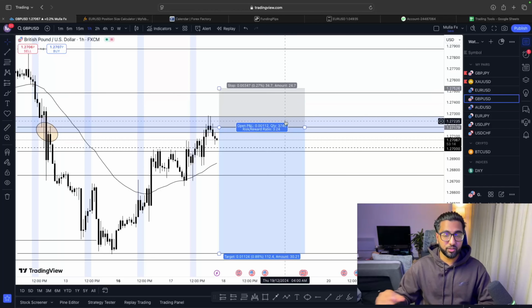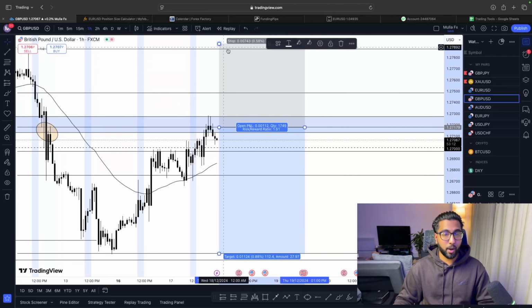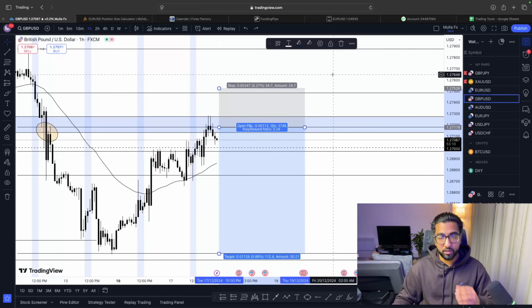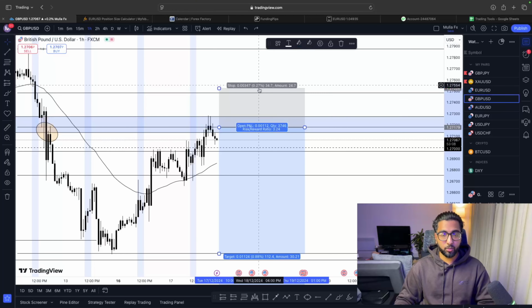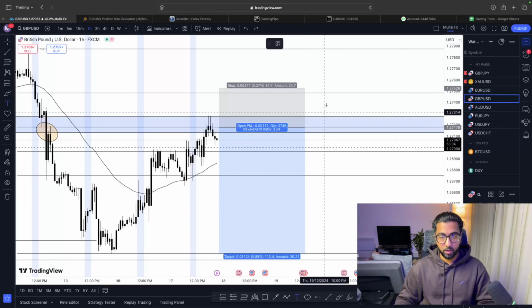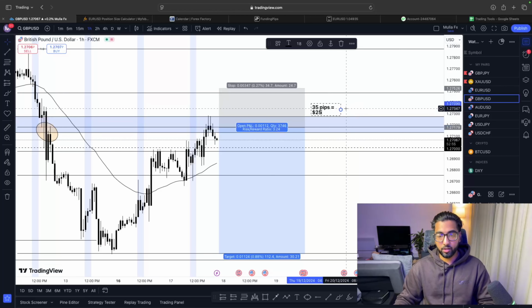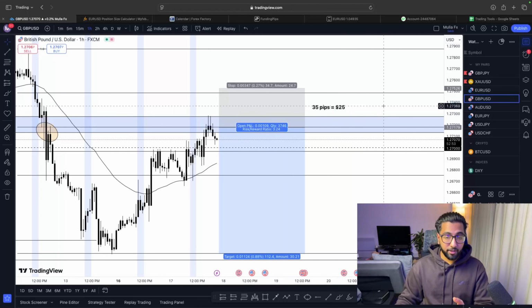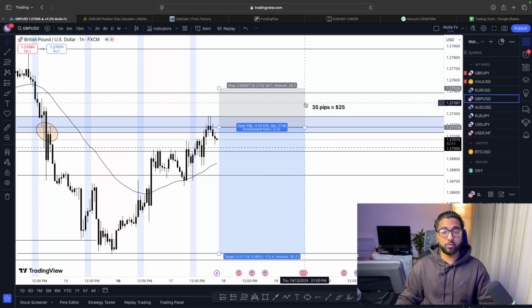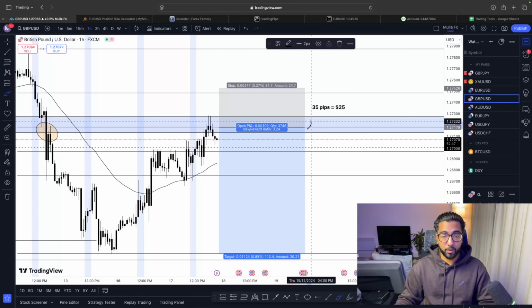Doesn't matter what the size is. This could be like all the way up here. Doesn't matter. It still has to equate to $25. So in this case, we have our stop loss at 35 pips, and we have to make this equate to $25. Again, 35 pips has to equate to $25 because that's how much I want to risk. That's how much, if price ends up going towards my stop loss, I want to lose with this trade.